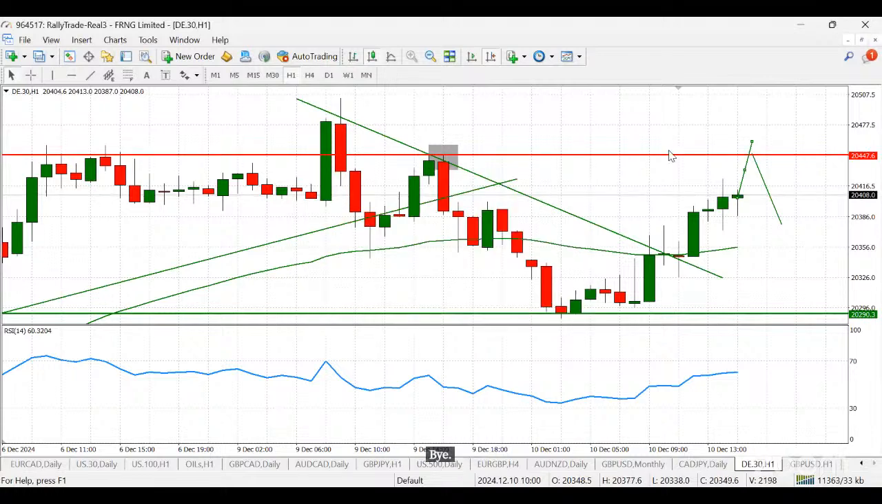But sir, is it not risky? Because if it closes above that resistance, the RSI will be overbought. So is it not risky to buy above that resistance?